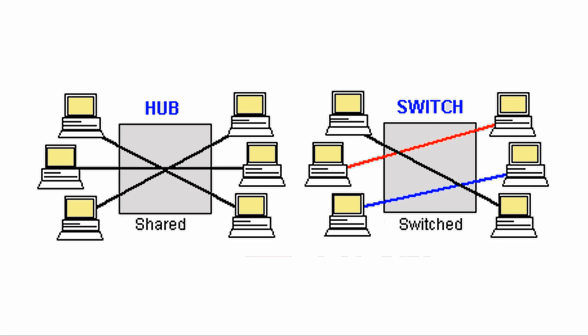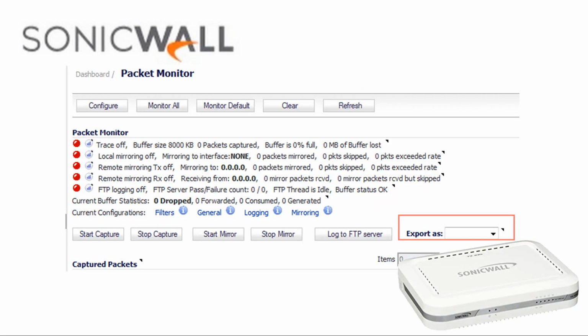Now, that's the old school method, but you could also put in a super fancy switch, and you could tell it to mirror the switch port. On some routers, you've actually got the ability to packet sniff on the hardware and then dump down the file.